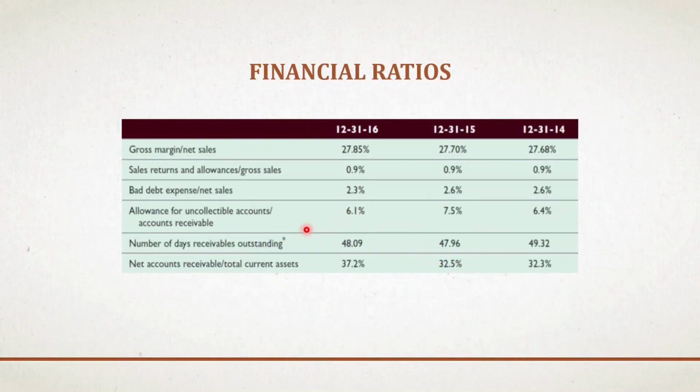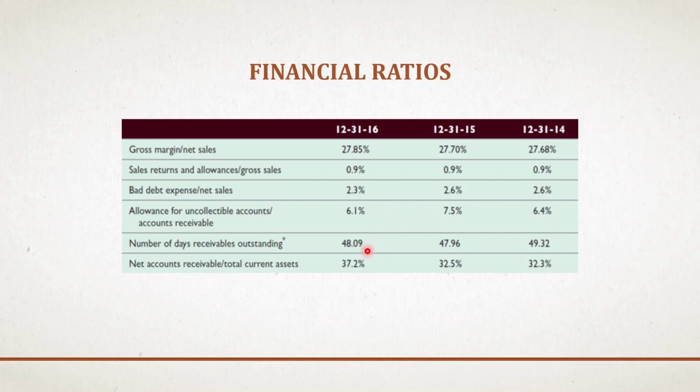This is a financial ratio. When you compute it, the same thing, you want to see the pattern, the trends of the company. For instance, here, gross margin. We can say that across the years their gross margin is more or less stagnant, about 27 to 28%. The sales returns are also in general stable. Bad debts are also in general stable. It's just that allowance for doubtful debts is fluctuating, from 6 to 7, then to 6.